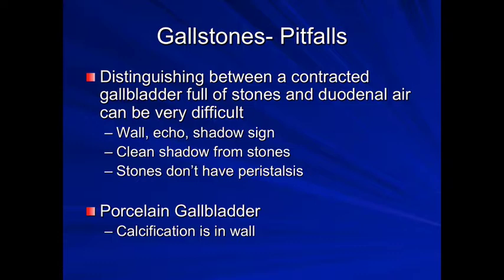What we look for is we look for the wall of the gallbladder, and usually there's a very fine thin layer of bile, and then we will see the bright echo of the stone and the shadow behind it. And one of the things we look at is what that shadow looks like. Is it a clean shadow, which is what we get from stones, or is it the dirty shadowing that we tend to get from air, which is a mixture of both shadowing and also reverberation artifact.